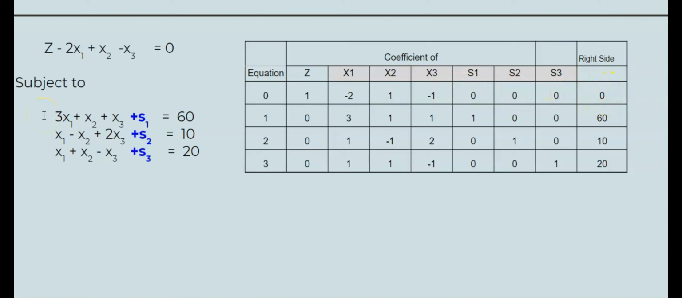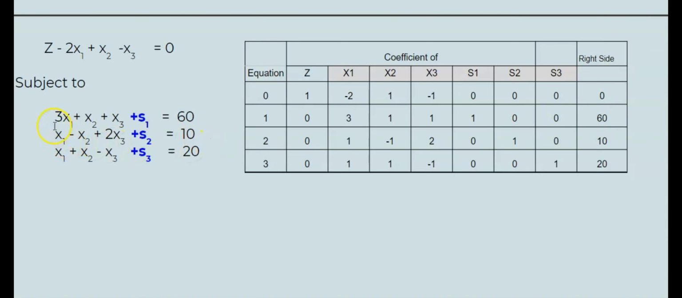So let's continue and fill in the rest. For equation 1, no z's, so in my z place I have a 0. For my x1, I have a coefficient of 3, which is coming from here. For my x2, the coefficient should be positive 1. For x3, positive 1. And then I have slack 1, which is positive 1. But I don't have slack 2 or slack 3, so those are zeros. And then on the right-hand side, it is equal to 60.